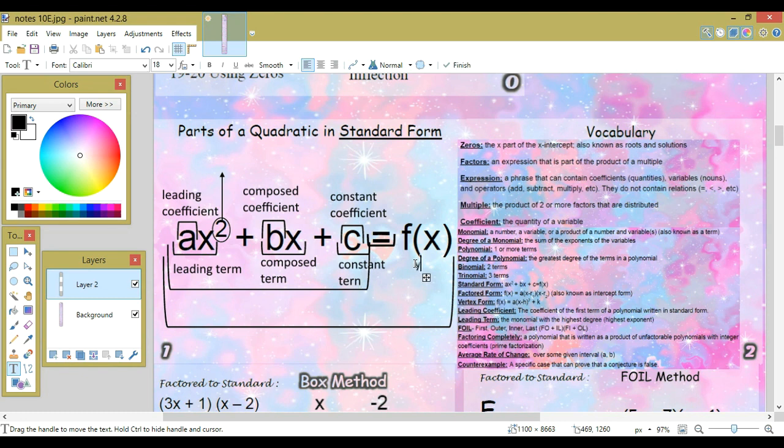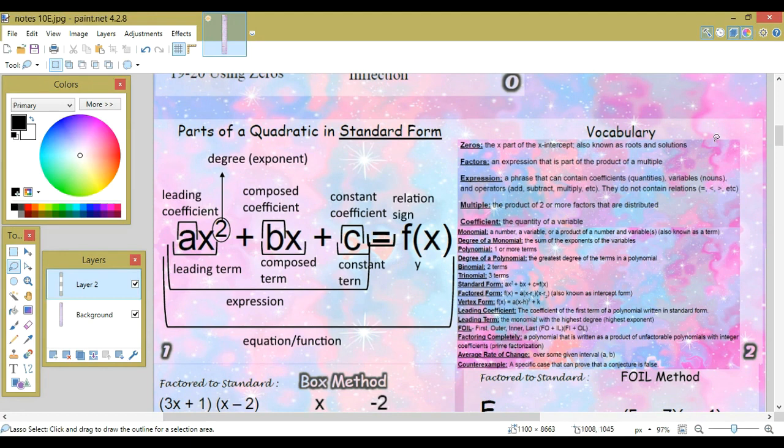f of x, we can also say it's y. Now, this side of the equation is an expression. One side of an equation is an expression, while the whole entire thing is the equation, or function also in this case. This squared right here, this 2, is a degree, specifically the leading degree. It's the highest exponent. So this is a degree 2 function. The equal sign is the relation sign.